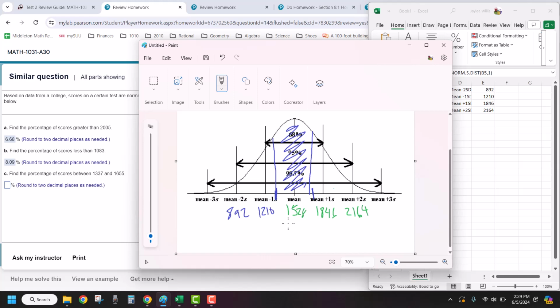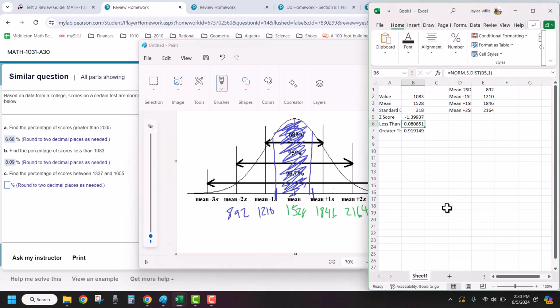So I could just estimate this and say, well, I know it's got to be less than 68% because the 68, 95, 99.7 rule says if you go a full standard deviation away from the mean, then 68% of the data is between those two numbers. In this case, the 1210 and the 1846. But since the two numbers I'm looking at are less than 1 standard deviation away from the mean, this amount that I've shaded here has got to be less than 68%. But the question is just exactly how much less?